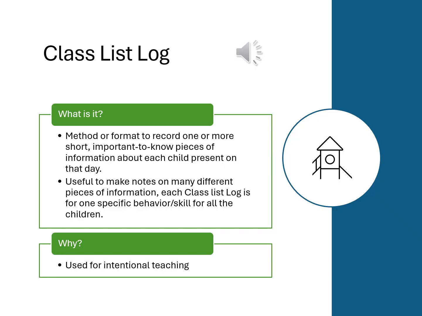So let's start first with class list logs. A class list log, for one being a tongue twister, is basically just taking the list of children who are in your class. You might have an attendance sheet, or some sort of other record that has the names of all of the children in the classroom, and you're just going to take that list and write notes next to each child's name for a particular thing you might be interested in observing.